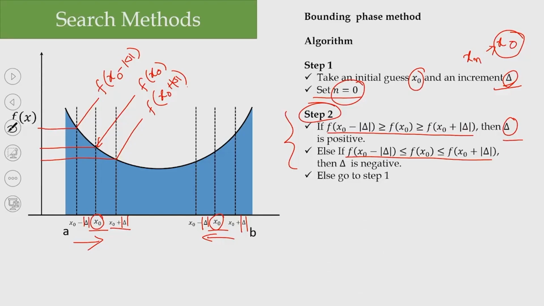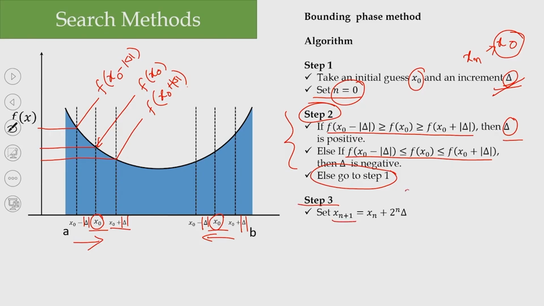So, if none of this is satisfied, then go to step 1. You find a different value of x naught or a different value of delta. Probably you are not taking an appropriate value of delta, so you choose some different values of x naught and delta.